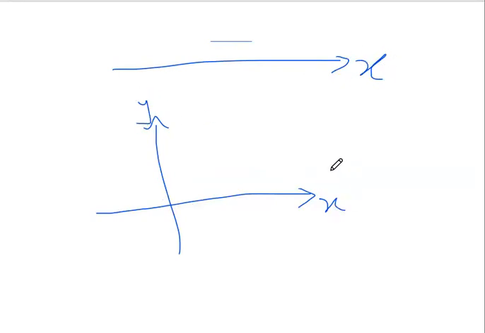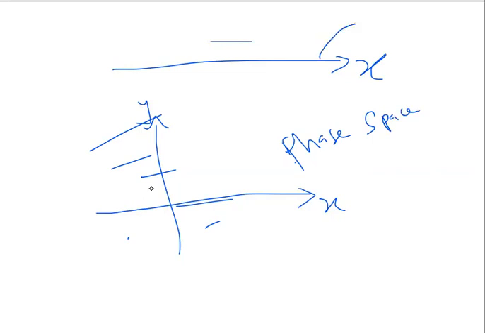These are state variables, and this plane is called the phase plane. Sorry, in one dimension, the straight line is the phase space.